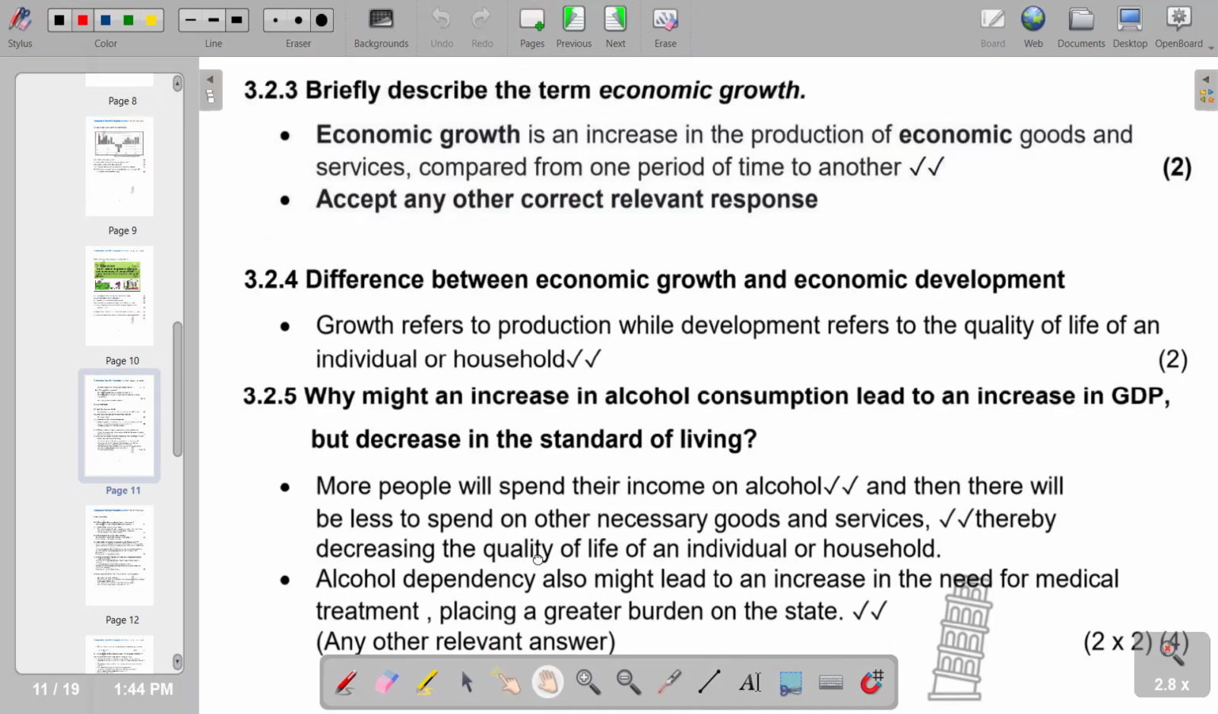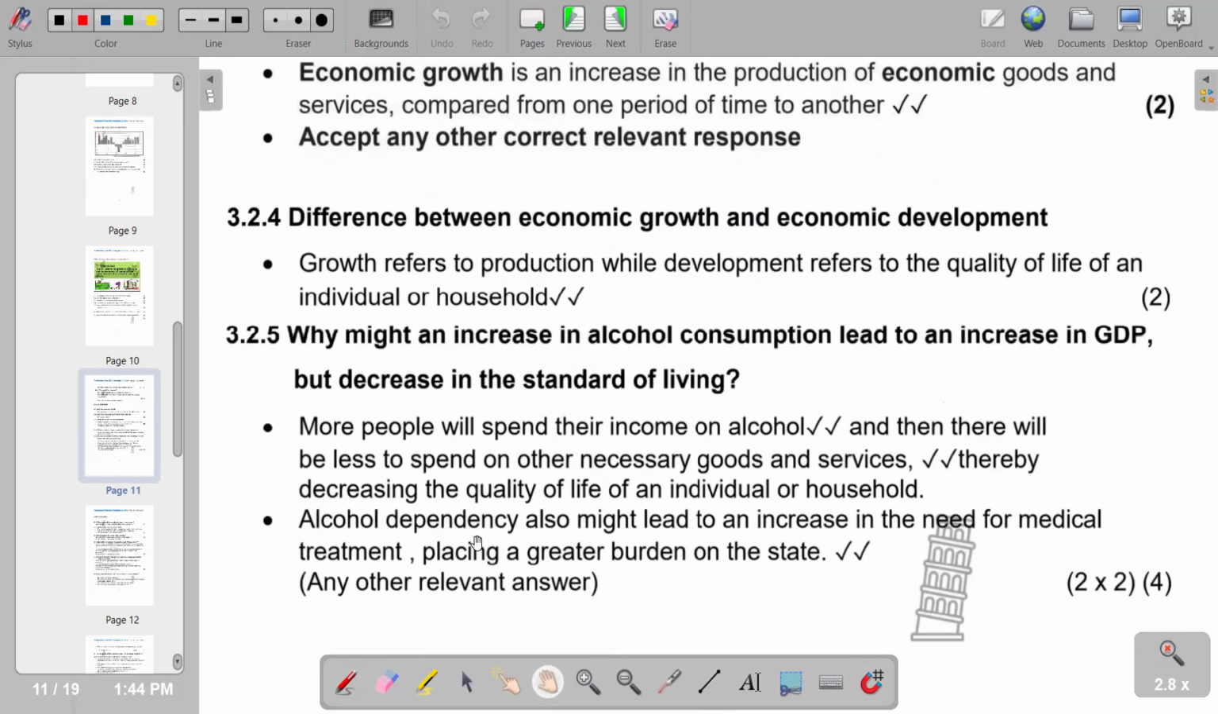Then the second part: alcohol dependence might also lead to an increase in the need for medical treatment, placing a greater burden on the state. So these are the points that we have.